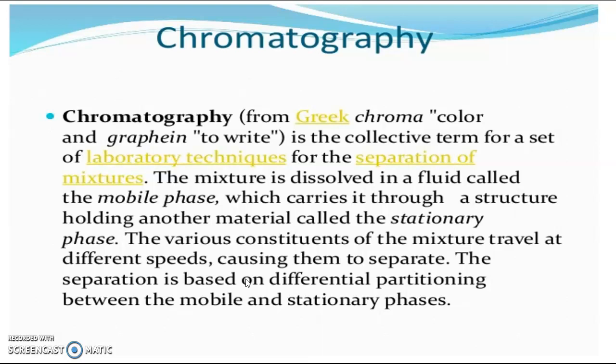The mixture is dissolved in a fluid called the mobile phase, which carries it through a structure holding another material called the stationary phase. So we have two types of phases, mobile phase and stationary phase. Mobile phase is in motion whereas stationary phase is not in motion. The various constituents of the mixture travel at different speeds, causing them to separate. The separation is based on differential partitioning between the mobile phase and stationary phase.